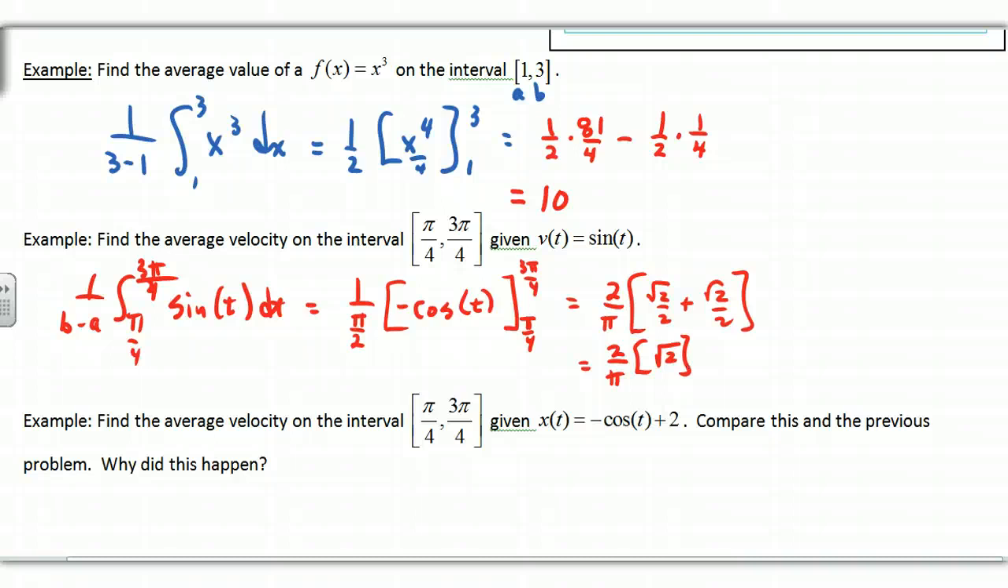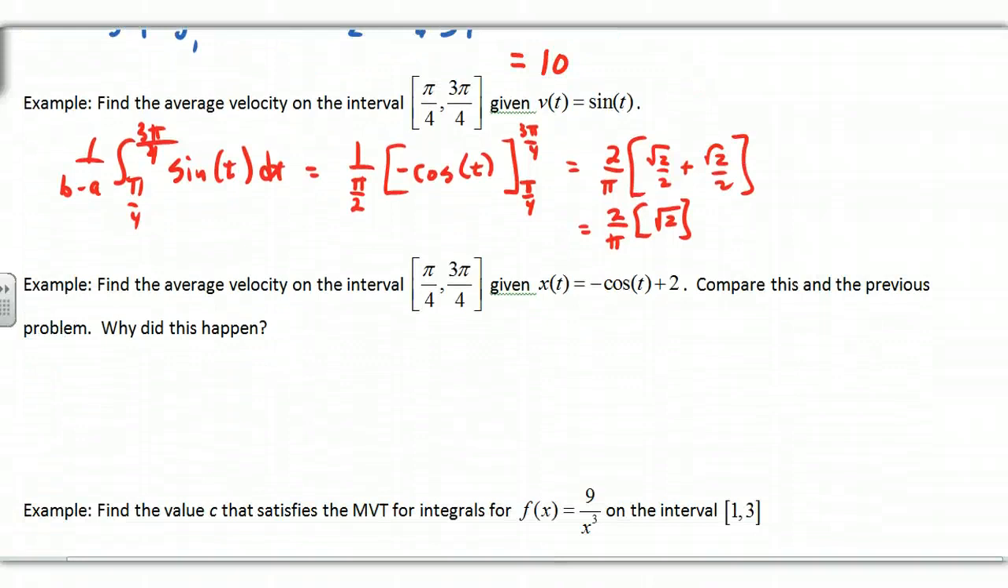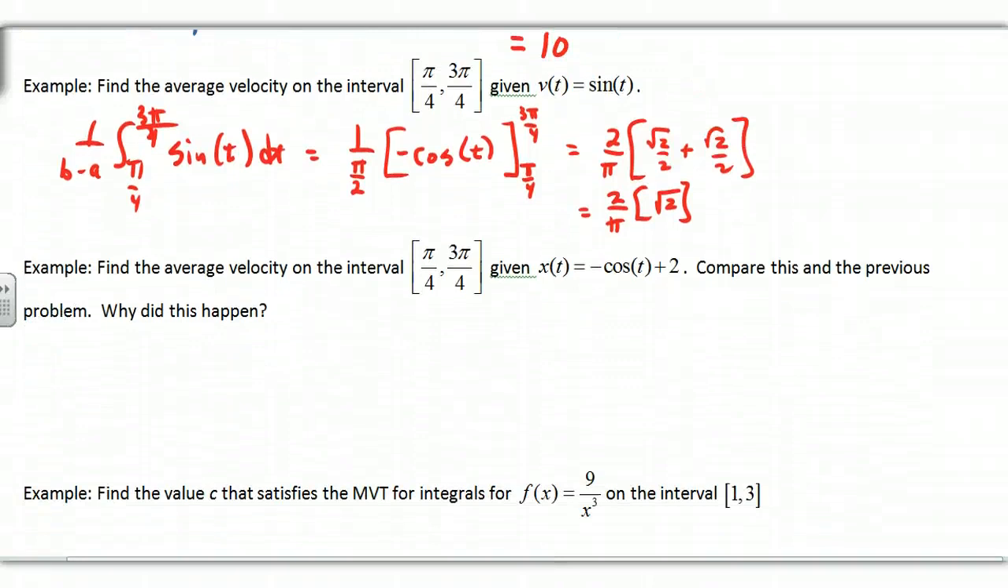Okay, now if I move on a little bit, let's look at a relationship here. We've done average velocity before when given a position function. Well, when this happens, the average velocity is found when we have the position function and we go ahead and find the slope of the secant on this interval. So go ahead and do this and let's compare and see what happens.